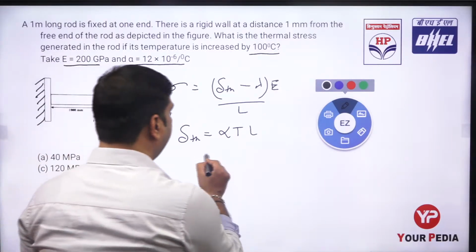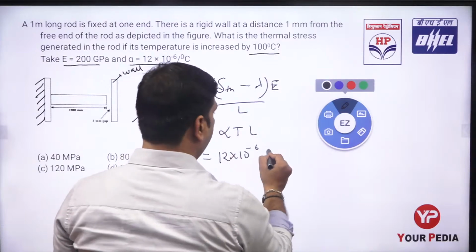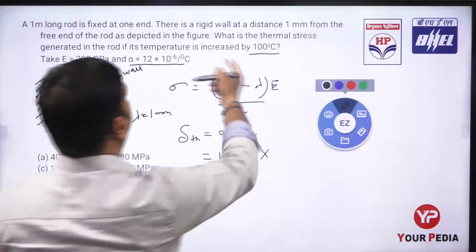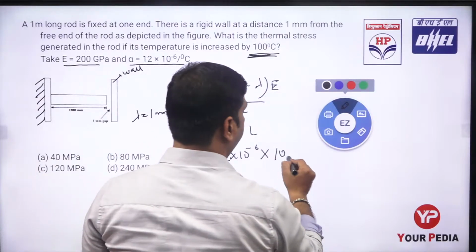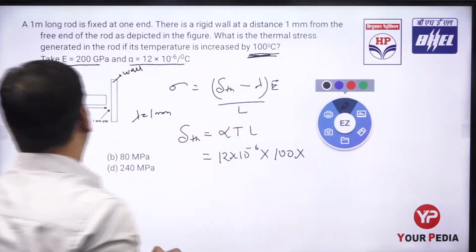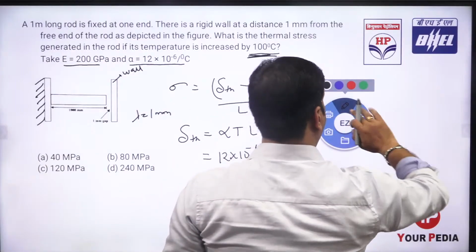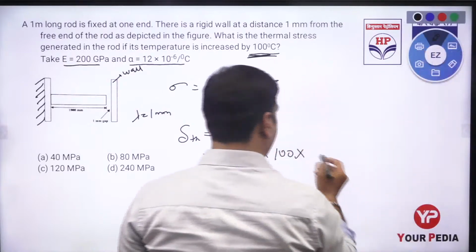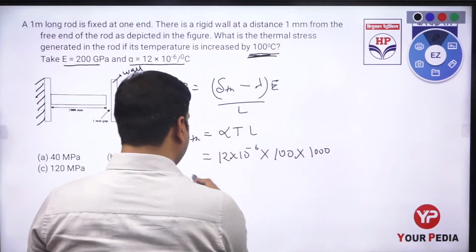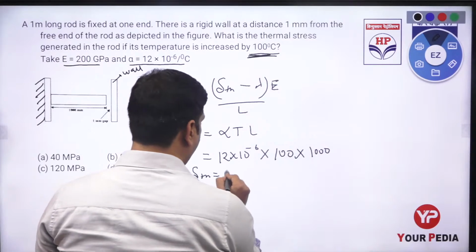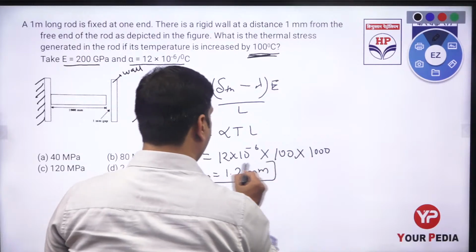So you can see here that is 12 into 10 to the power minus 6, the alpha value, into the temperature rise, that is 100 degrees centigrade. It is also 100, and L is 1000 mm. So this is 10 to the power minus 6 into 10 to the power 5. This came to be 1.2 mm. So the thermal deformation came to be 1.2 mm.